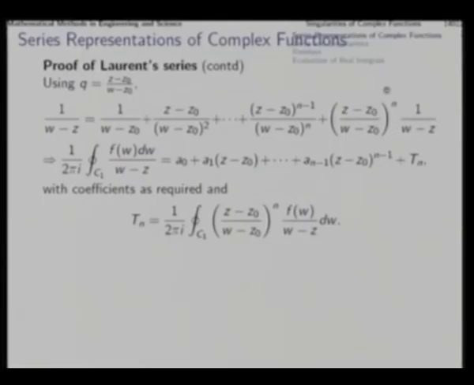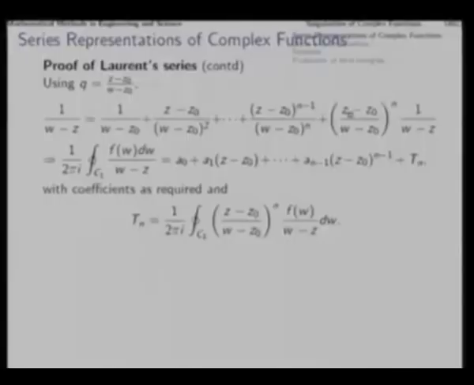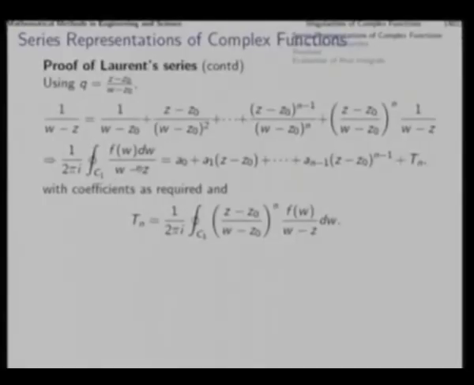How does that help? Since the absolute value of q is less than 1, this q to the power n will turn out to be small. We are going to handle that later. So, currently we can say that if 1 by w minus z has this expression, then the first term in the integral expression from Cauchy's integral formula will need that we multiply this series with f(w) dw and then integrate around C1, the outer circle, and divide by 2 pi i, right.